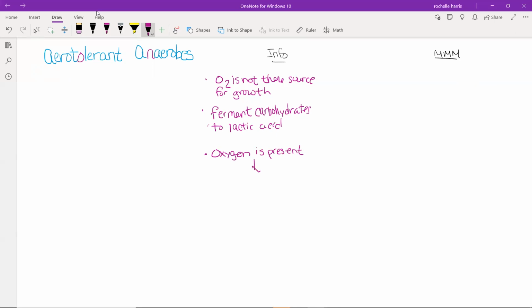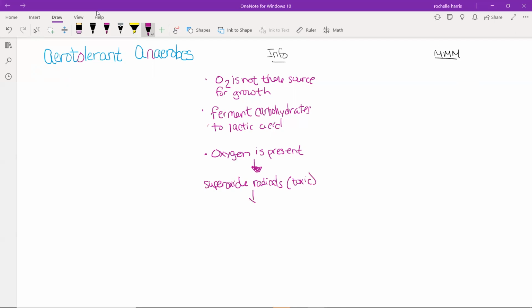And this can be, so when oxygen is present, these microbes produce superoxide radicals, which are toxic for them. So superoxide radicals. They are toxic.